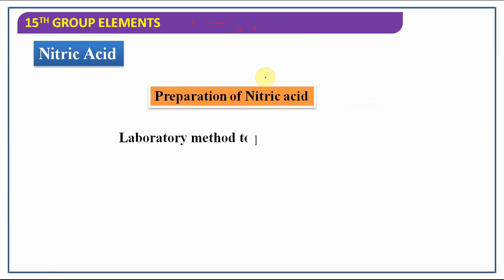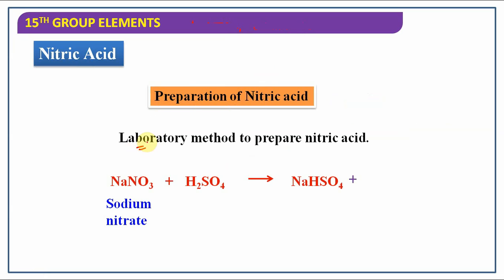So nitric acid, how can you prepare it? First of all, the laboratory method of preparation of nitric acid. Sodium nitrate, whenever it is treated with H2SO4. This is the first preparation method. It is the laboratory method. Instead of sodium nitrate, you can take potassium nitrate also. Potassium nitrate or sodium nitrate treated with H2SO4 gives sodium hydrogen sulfate plus nitric acid. So this is the laboratory preparation method.